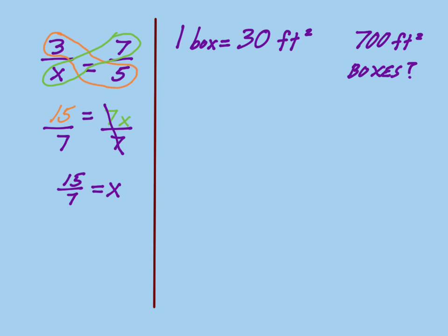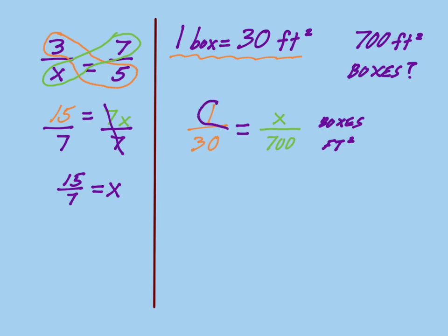So I need to set this up as a proportion. So first of all, I have a couple ratios. I get a ratio out of this one. That one box is equal to 30 square feet. Now on the other side, I don't know how many boxes I need. So I'm going to put x across from 1. And so in the numerator, this is boxes on both sides. And I'm going to put 700 on the bottom on the right side. And that's to show square feet. So 30 square feet is across from 700 square feet.